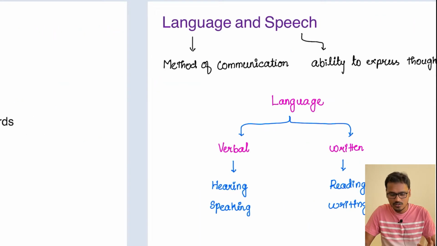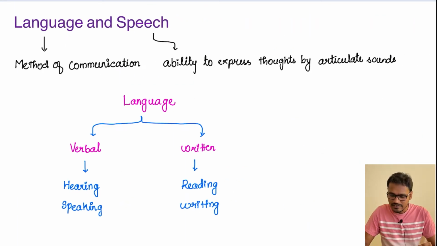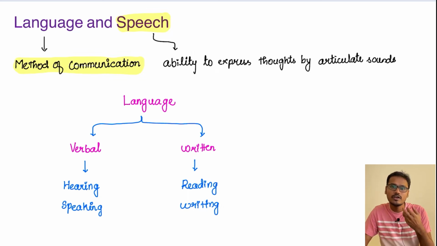So first, getting into the topic, what is language? Language is nothing but a method of communication. Even a sign language is a communication form, so that is also considered a language. Whereas speech, what does speech mean? It is the ability to express thoughts with articulation of sounds. So if you articulate and produce sounds, only then is it called speech, whereas language can be a simple form of sign language also.